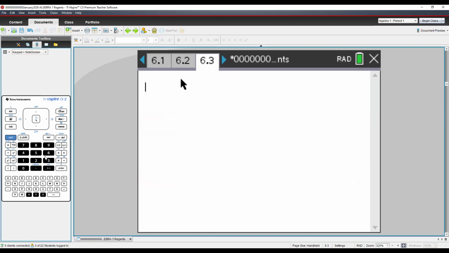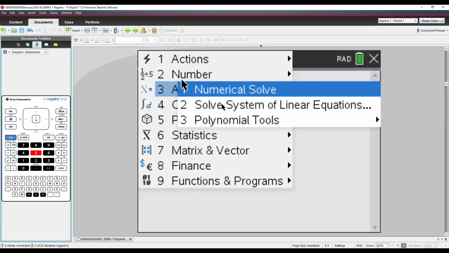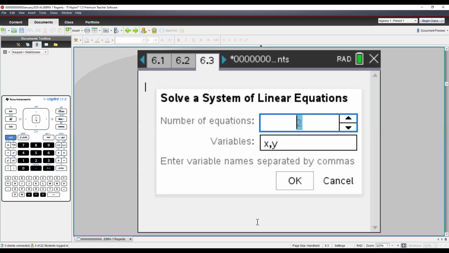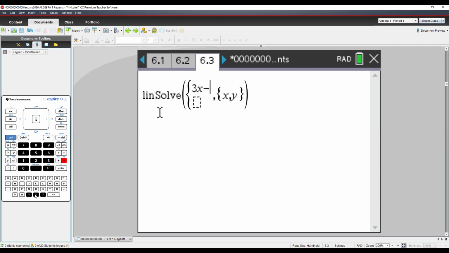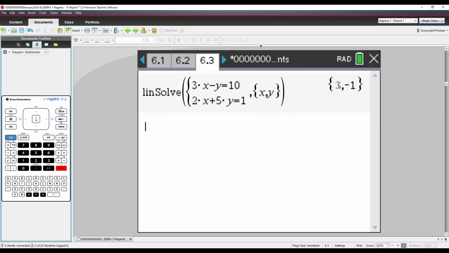First off, you're going to go menu 32. Right? And it's solve system of linear equations, and it's 2 variables, so we need 2 equations, and then you literally just type in each equation. So 3x minus y equals 10, and then you tab down to the next one, which is 2x plus 5y equals 1, and then you press enter. And it tells you that the solution is 3 and -1. So the x variable is 3.